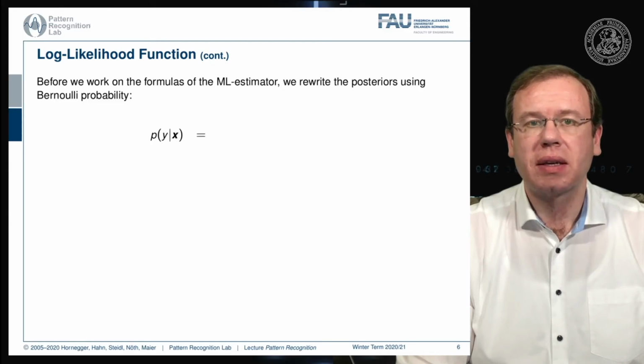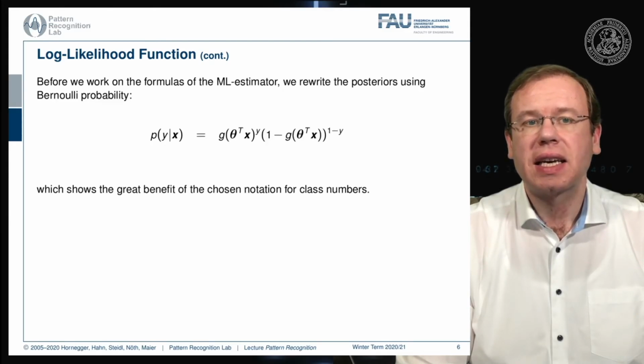So the probability of y given x can be rewritten using our logistic function, and now we use the logistic function to the power of y, or if we are in the other case, then it's going to be 1 minus the logistic function to the power of 1 minus y.